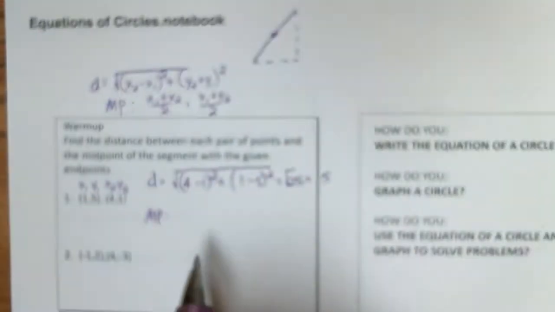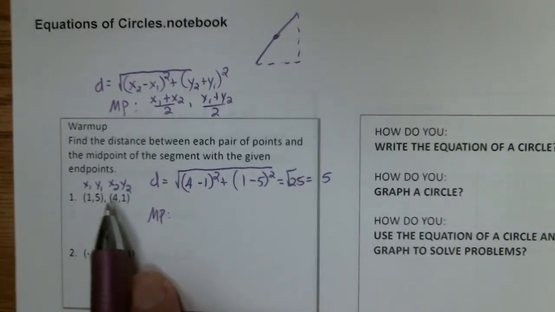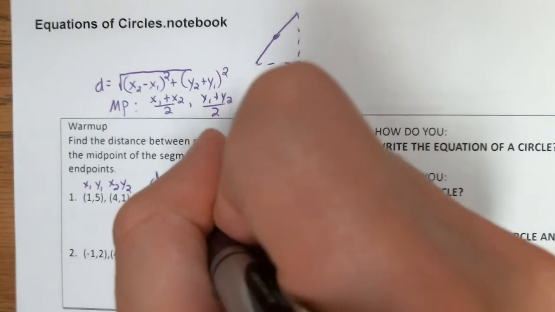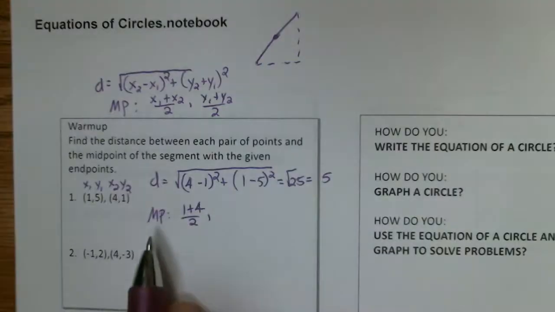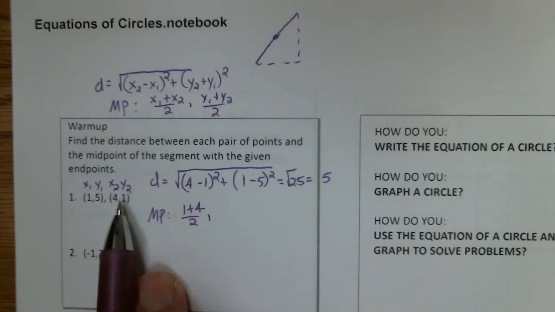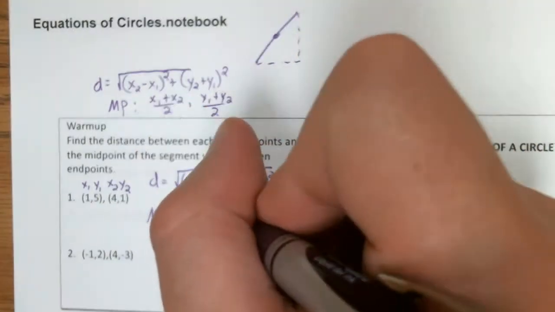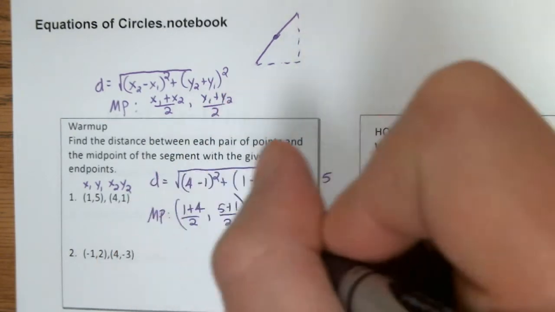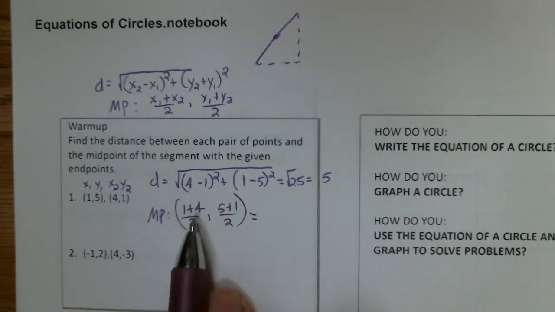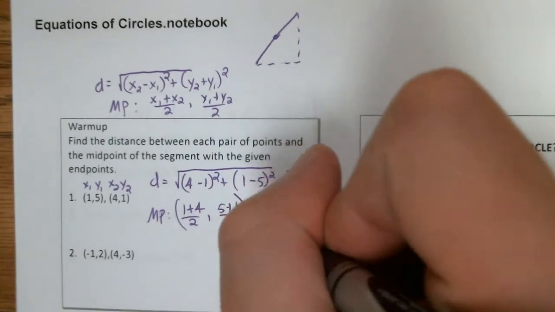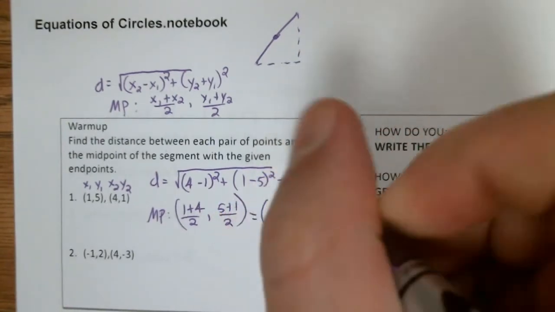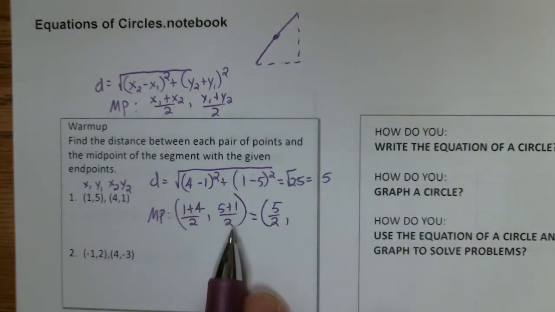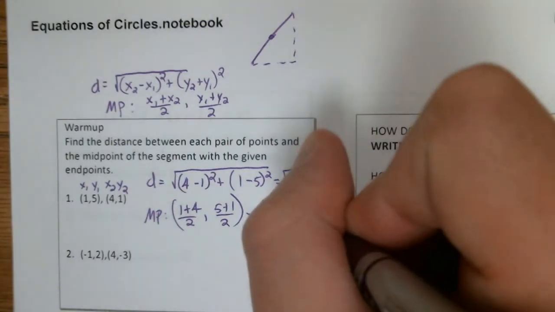Midpoint is going to be the average of the x's. So what's the average of 4 and 1? Well, you add them together and divide by 2. The y-coordinate is going to be the average of the y's. What's the average of 5 and 1? So we're going to add the 5 plus 1, and we're going to divide by 2. So for my x-coordinate, 4 plus 1 is 5 divided by 2, so that's going to be 5 halves, or 2.5. 5 plus 1 is 6 divided by 2, and that's going to be 3.